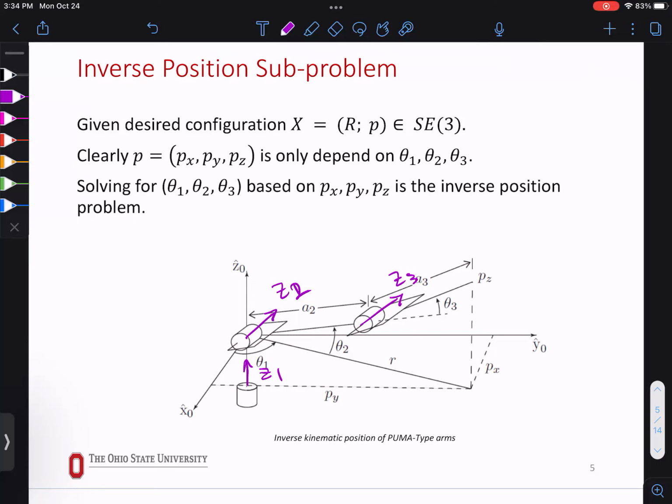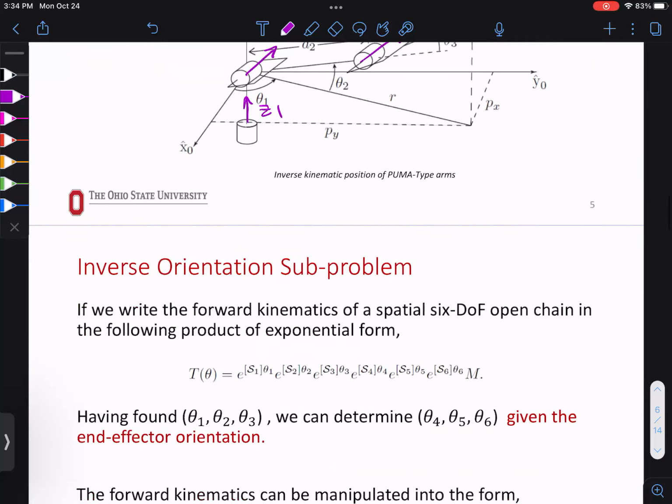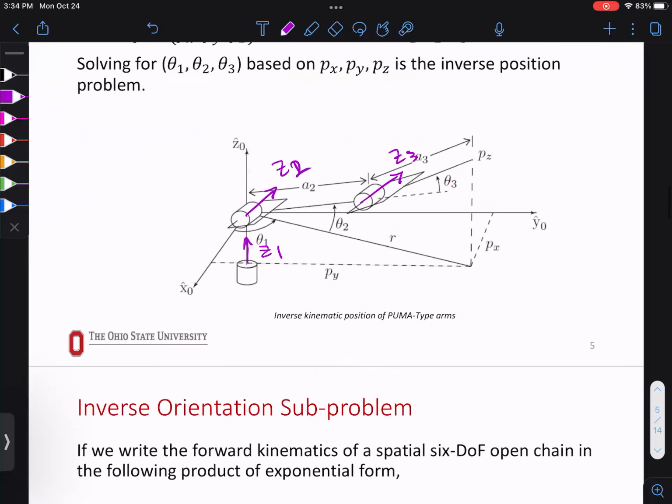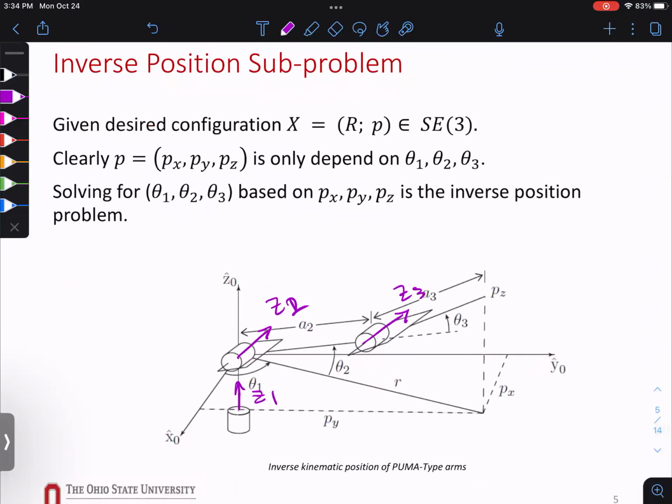Now, how do we go about the orientation problem? Well, I'm not going to show you. I should think about it. What does the orientation problem mean? Like, what is it that you're solving?